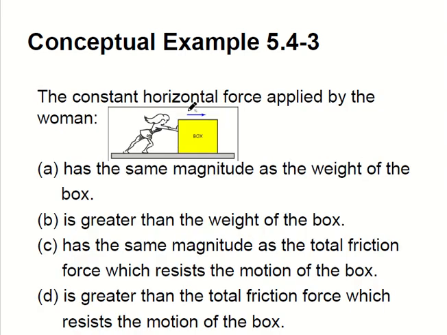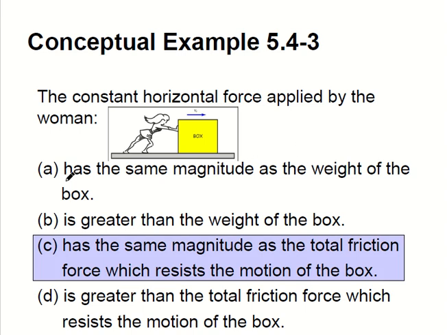And then this constant horizontal force applied by that woman, we have to choose one of the situations in there. Okay, so number one, it has the same magnitude as the weight of the box, and another is greater than the weight of the box, and another has the same magnitude as the total friction force which resists the motion of the box, and the other one is greater than the total friction force which resists the motion of the box.